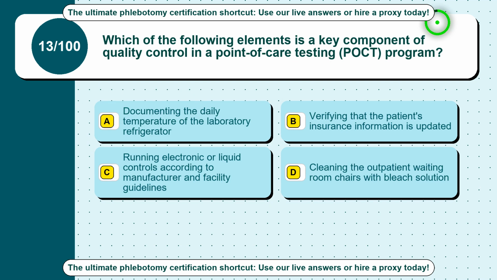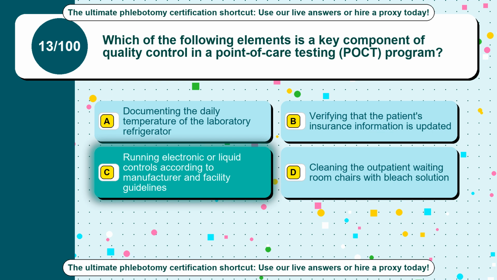Question 13. Which of the following elements is a key component of quality control in a point-of-care testing, POCT, program? Option A, documenting the daily temperature of the laboratory refrigerator. Option B, verifying that the patient's insurance information is updated. Option C, running electronic or liquid controls according to manufacturer and facility guidelines. Option D, cleaning the outpatient waiting room chairs with bleach solution. The correct answer is option C, running electronic or liquid controls according to manufacturer and facility guidelines.